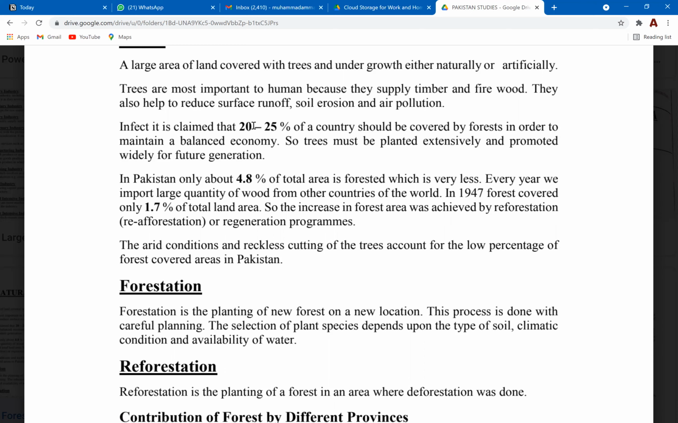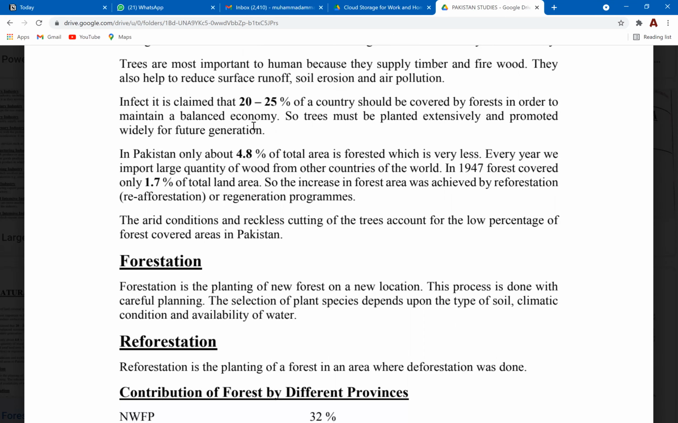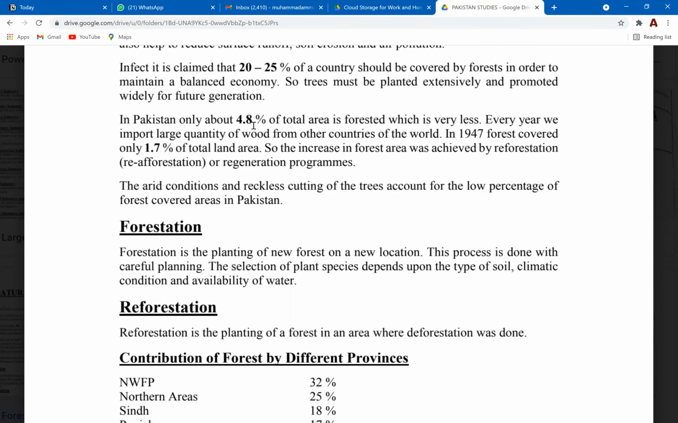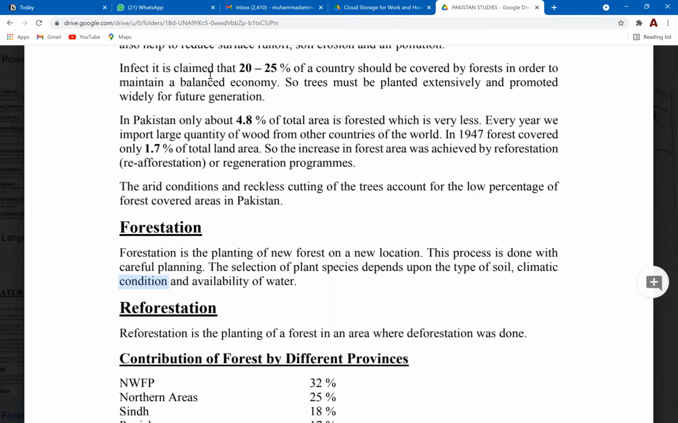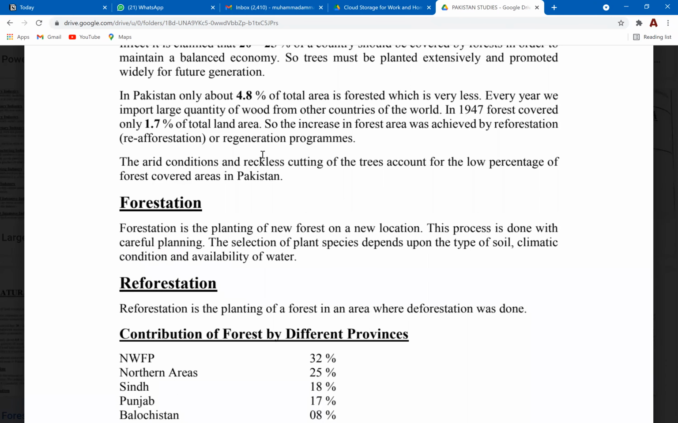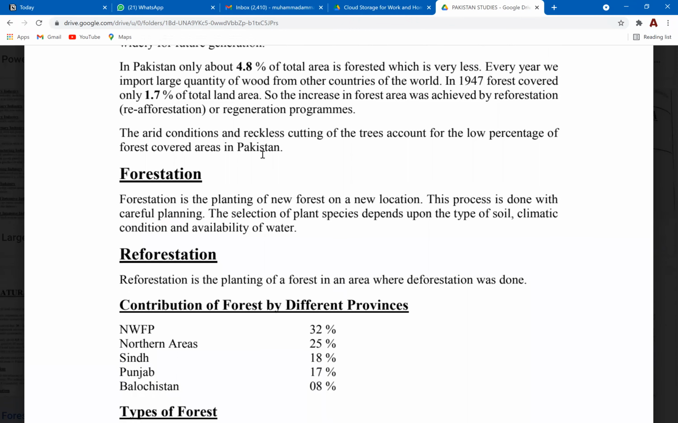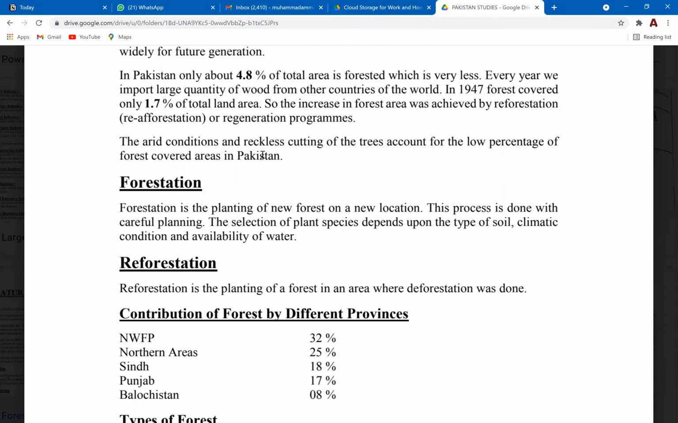So 4.8% of the total area of Pakistan is forested, which is pretty less according to the standard figures that are 20 to 25 here. You can see the screen. So every year, Pakistan has to import wood because of the deficiency here in the country itself.